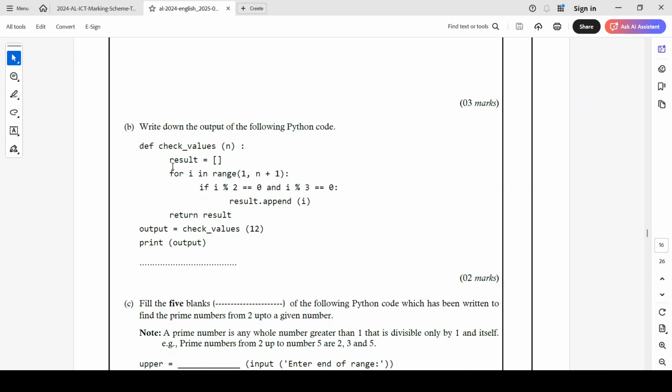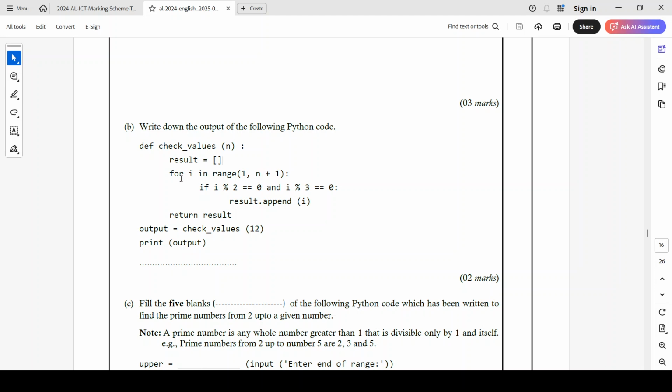Then the result variable. In the result variable they added a list. Remember that it is a list because it is in square brackets. For i in range 1 comma n plus 1. We already know n is 12, so 12 plus 1 is 13. So the range is 1 comma 13.